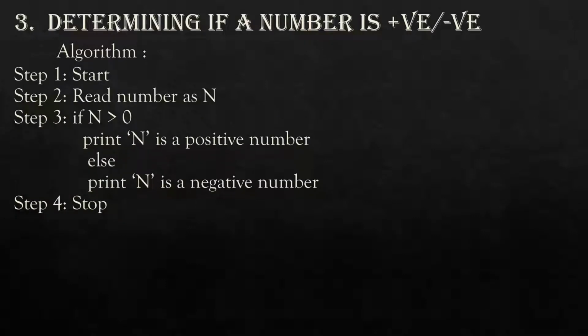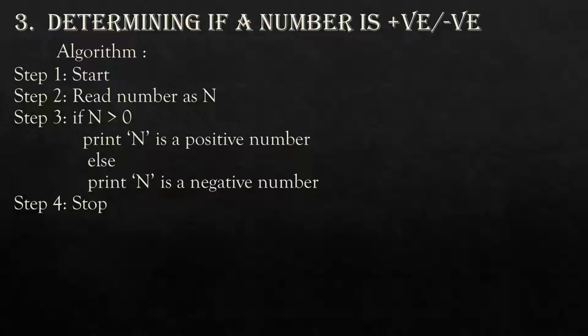So third is determining if a number is positive or negative. You all might know negative numbers are on the left side of zero and positive numbers are on the right side of zero. So suppose a user enters any number and we need to check if it is a positive number or negative number, so we'll write an algorithm based on that.